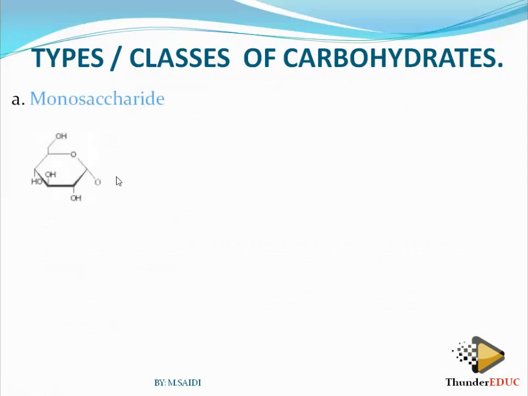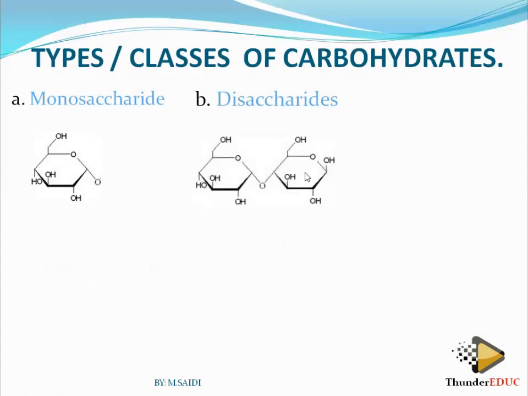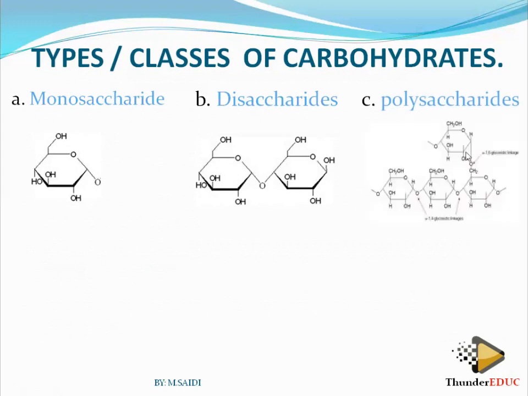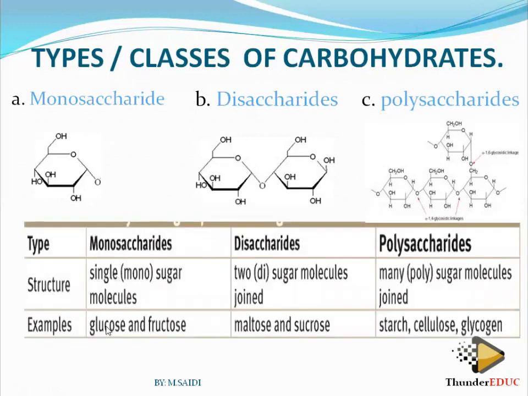Basically, if you look here is the structure of that sugar. Then you have disaccharides. Di means two, saccharides means sugar, so it has two molecules of monosaccharides. Then you have polysaccharides, meaning many sugars, many molecules of sugar or monosaccharides. Examples of monosaccharides are glucose and fructose. These are examples.